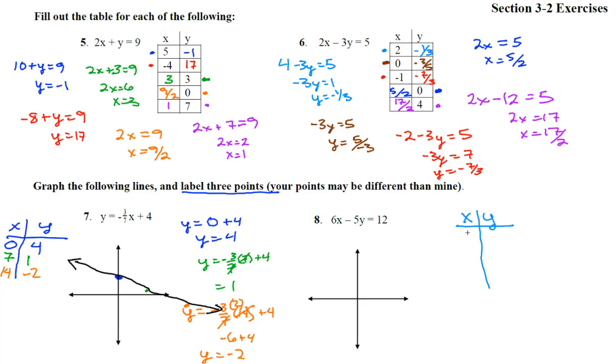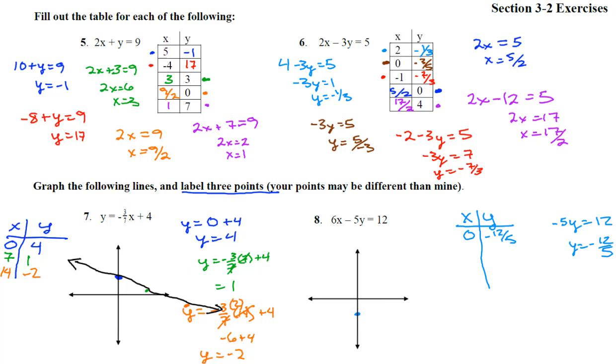All right, let's put a 0 in for x and see what happens. So we stick 0 in for x, and we get 6 times 0 is 0, minus 5y equals 12. y equals negative 12 fifths. Negative 12 fifths. All right. So 0, negative 12 fifths, and that's negative like 2.4. So that's going to be about right there.